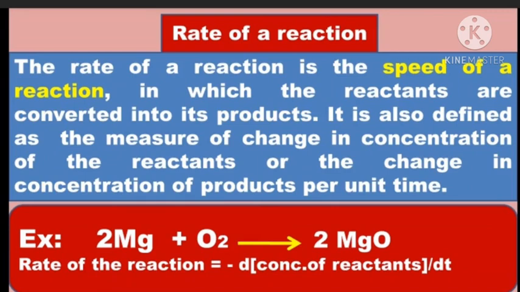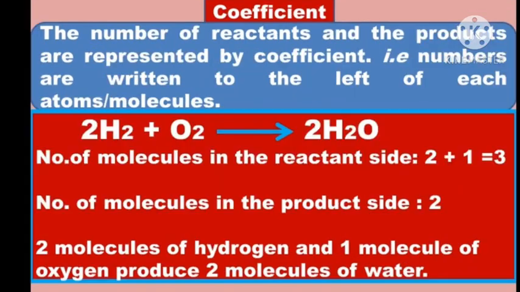Rate of a reaction. The rate of a reaction is the speed of a reaction in which the reactants are converted into its products. It is also defined as a measure of change in concentration of the reactant or the change in concentration of products per unit time. In a simple way, rate of the reaction is given by minus d[concentration of reactant] by dt.